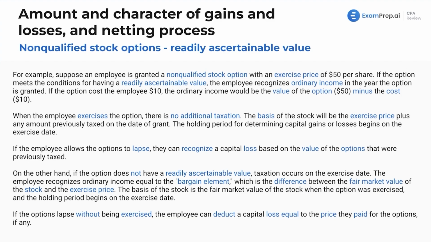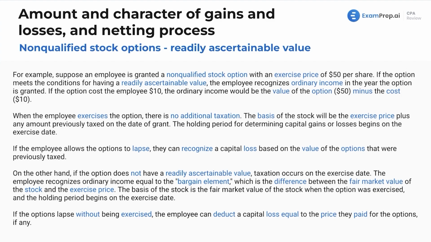On the other hand, if the option does not have a readily ascertainable value, taxation occurs on the exercise date. The employee then recognizes ordinary income equal to that bargain element, which, again, drilling down on what the bargain element is, is essentially just your gain. It's the difference between the fair market value of the stock and the exercise price.